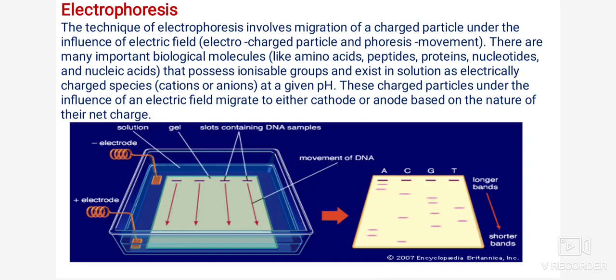So there are many important biological molecules like amino acids, peptides, proteins, nucleotides, nucleosides and nucleic acids that possess ionizable groups and exist in solution as electrically charged species, that is cations or anions. At a given pH, these charged particles under the influence of an electric field migrate to either cathode or anode based on the nature of their net charge. These are the electrophoresis technique.